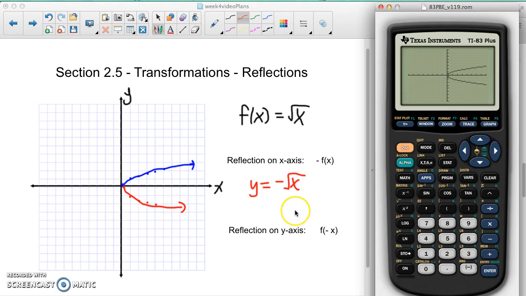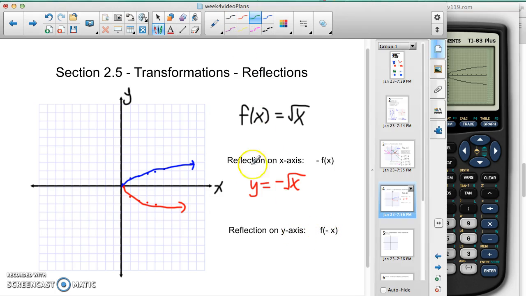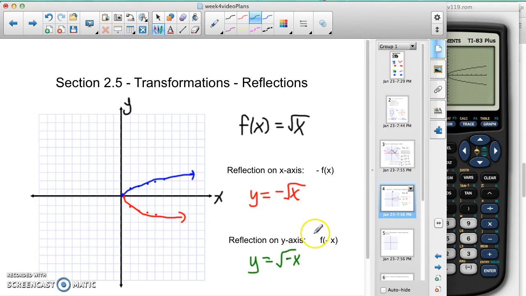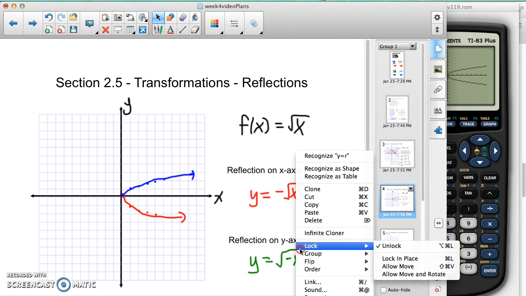Now the other reflection we're going to be dealing with is if we put the negative inside. So if we write it so it's y equals the square root of negative x, we'll put the negative x inside. I'm struggling with my computer here. Negative x inside the square root, so it's under the square root symbol.